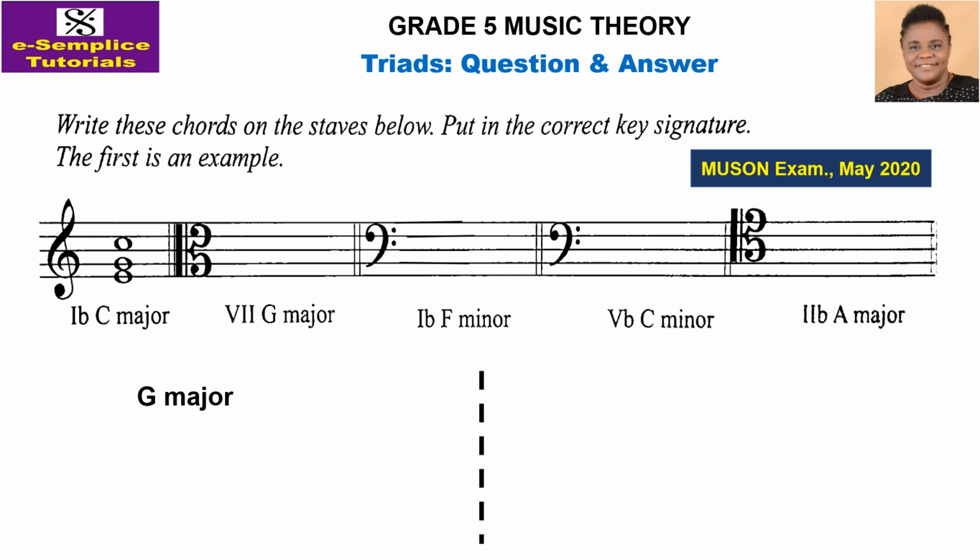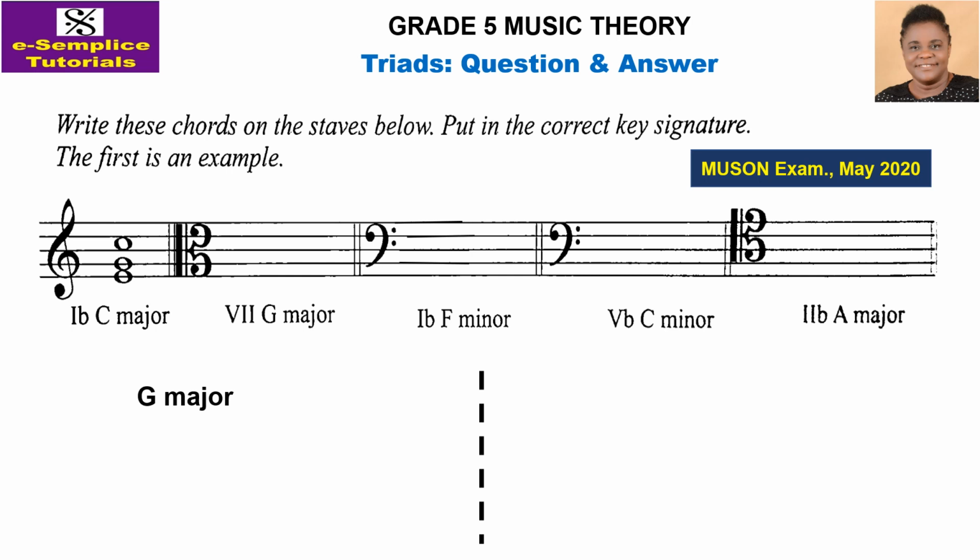This question is from Muson exam May 2020, and it says, write these chords on the staves below. Put in the correct key signature. The first is an example. Now we're actually starting with chord 7 in G major, and chord 7 has no letter. When it has no letter, it means root position. So we are asked to write chord 7 root position in G major.